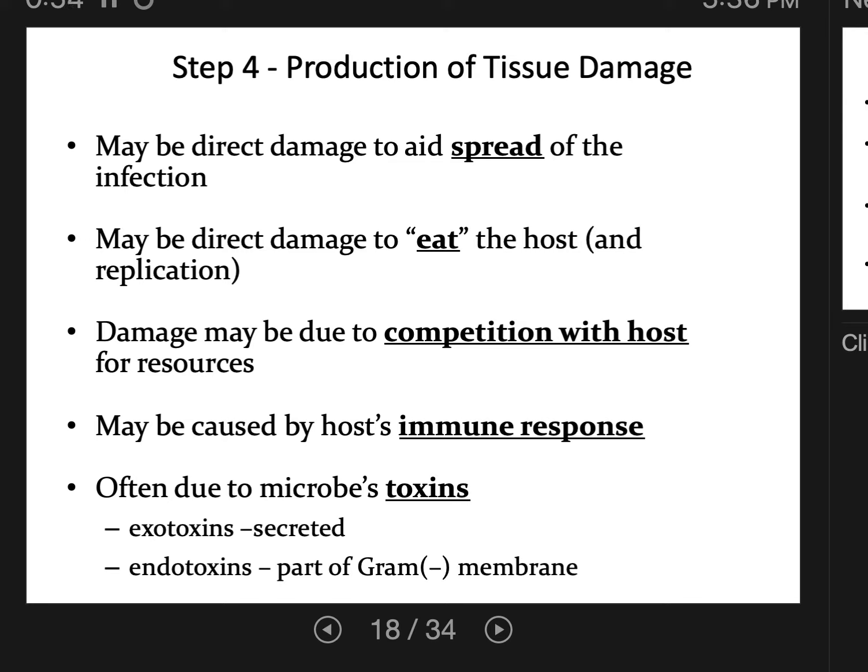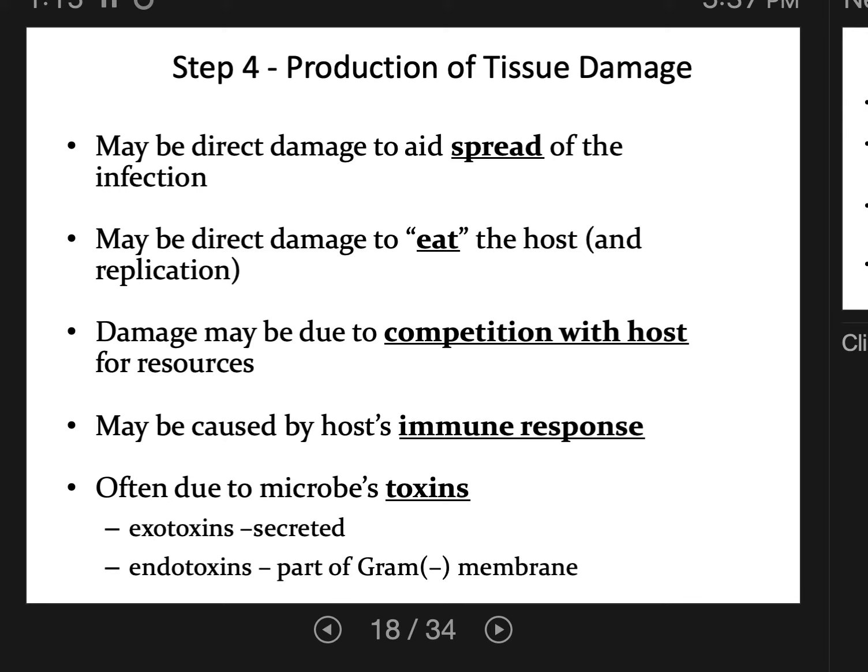Maybe caused by the host's immune response. So sometimes the pathogen isn't hurting you directly. Your own immune response against that pathogen is hurting you. Usually your immune response is helping you, but if your immune response goes haywire, and that's the case with the Spanish flu, your own immune system can cause tissue damage.